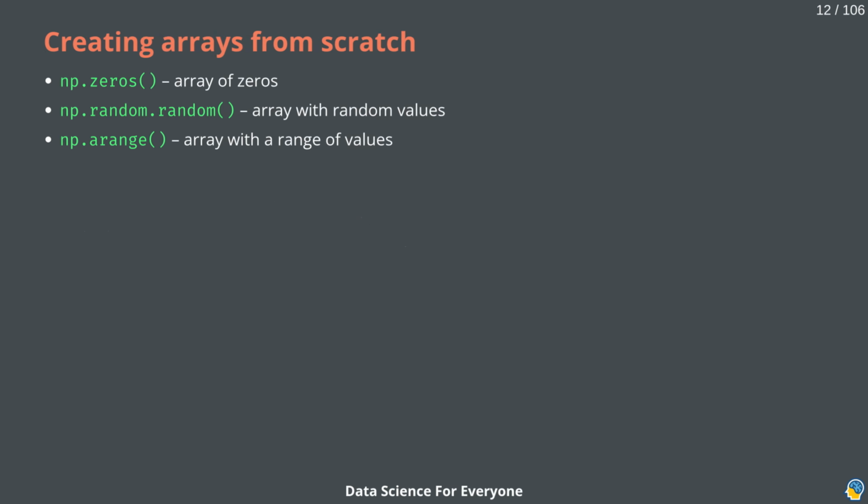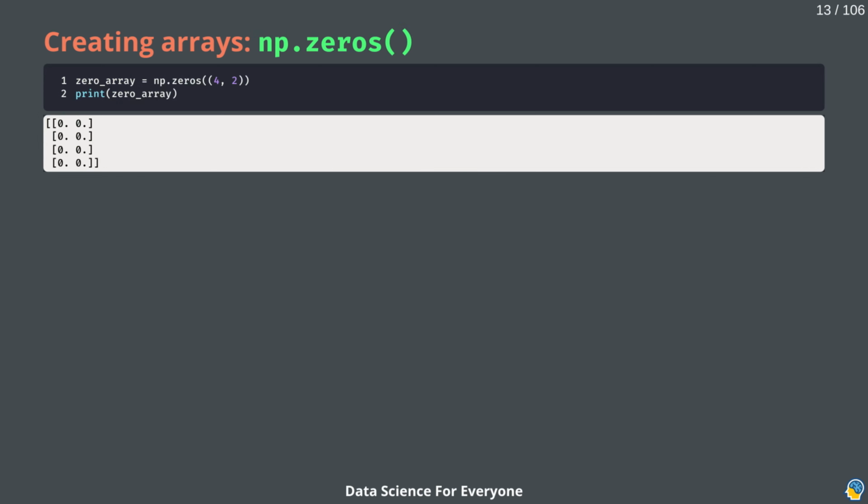We don't always need to start with lists. NumPy can generate arrays directly using built-in functions like zeros, random, and arange. Let's look at a few examples. np.zeros makes an array filled with zeros. We have to tell the function the shape we want using a tuple like (4, 2) for 4 rows and 2 columns. This kind of array is useful when we want a placeholder for future data.